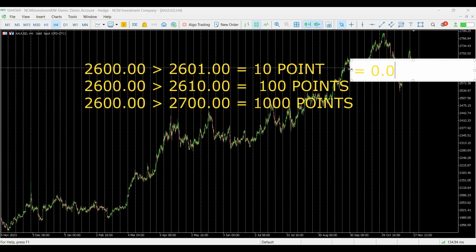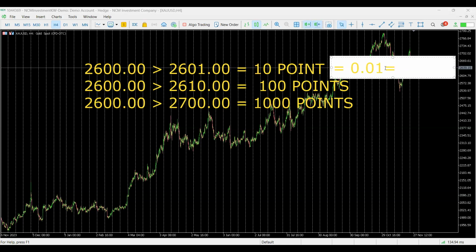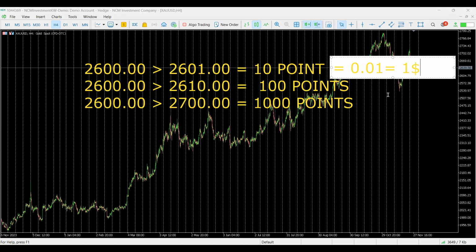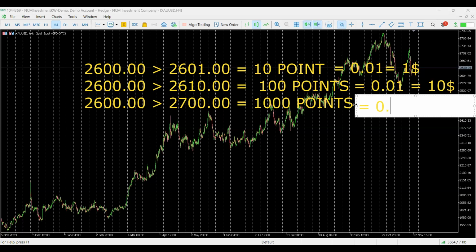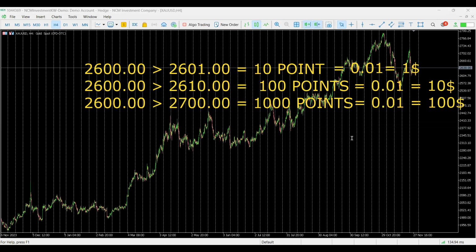Now look. If you use a 0.01 lot, now I'm going a bit heavy, huh? If you use a 0.01 lot, it means 10 points on gold on this lot size is $1 profit or loss. If it's in your favor, it's a profit. If it's against you, it's a loss. And if it goes 100 points on 0.01, this is equal to $10 plus or minus. And if it goes 1000 points on 0.01, I'm talking about a small lot size here, this is $100. Is it clear until now?